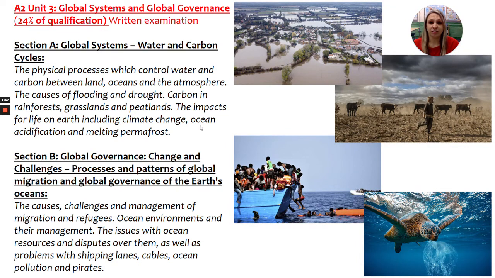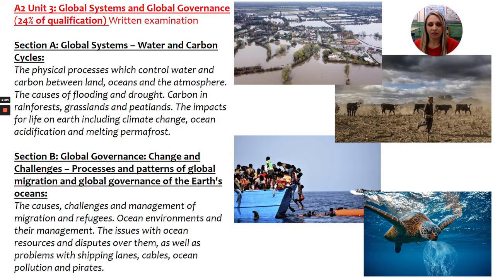In Year 13, the first exam is Unit 3, Global Systems and Global Governance. So we start off with a physical geography, global systems, which is water and carbon cycles. We look at the physical processes which control water and carbon between land, oceans and atmosphere. The causes of flooding and drought, carbon in the rainforests, grasslands and peatlands, the impacts for life on Earth, including climate change, ocean acidification and melting permafrost.